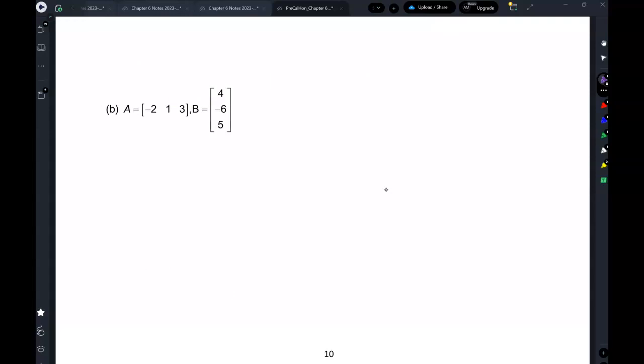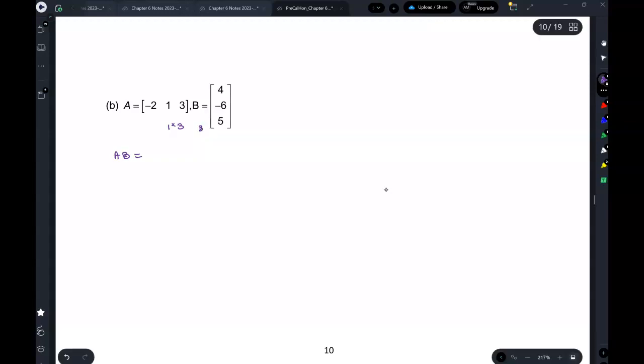Okay, let's take a look at this one. I love this one. It's so much fun. AB, so let's multiply A times B. This is a 1 by 3, and this is a 3 by 1. So I'm going to get a 1 by 1 when I'm done. A times B: this is going to be negative 2, 1, 3, and 4, that's an area code, 4, negative 6, 5.